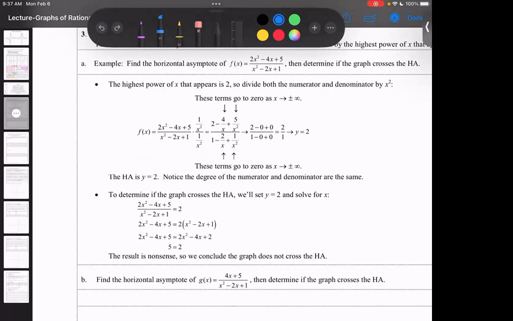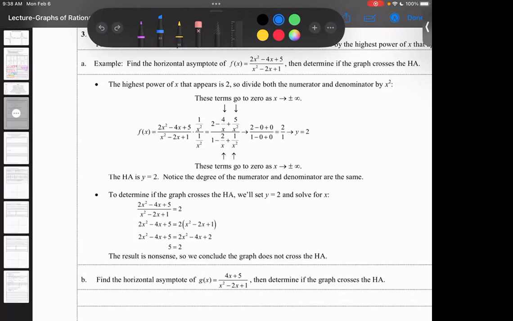Once you found the horizontal asymptote, you're going to determine whether the graph is going to cross it or not. How do I do that? You're going to set the original function equal to the horizontal asymptote that you found, right? And then solve for x. In this case, it turned out to be false, so that means the graph doesn't cross the horizontal asymptote. But for example, if you say x equals 2, then that means your graph crosses the horizontal asymptote at 2, 2. 2 for x and 2 for y.